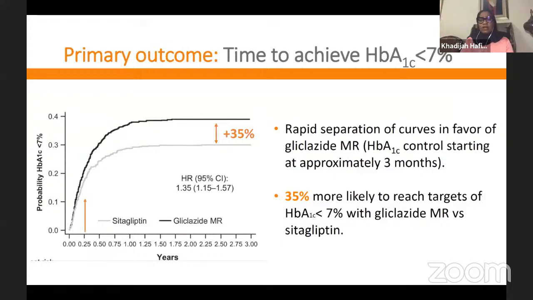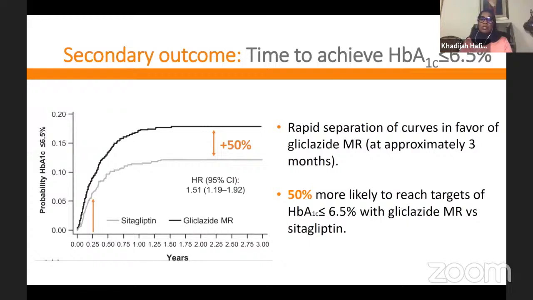So then let's look at the results of the primary outcome, which was the time to achieve a hemoglobin A1C target that's less than 7. And you can see that there was a very clear separation of the curves that occurred at around 3 months of initiating these therapies. And therefore, when you look at the data, you can see that about 35% of the patients that were exposed to gliclazide MR had a higher chance of achieving the hemoglobin A1C target of less than 7% compared to those patients that were on sitagliptin. And then if we look at those that were able to achieve the hemoglobin A1C target less than 6.5%, you can see that there was a 50% more likely chance of those that were on gliclazide MR as opposed to those that were on sitagliptin.